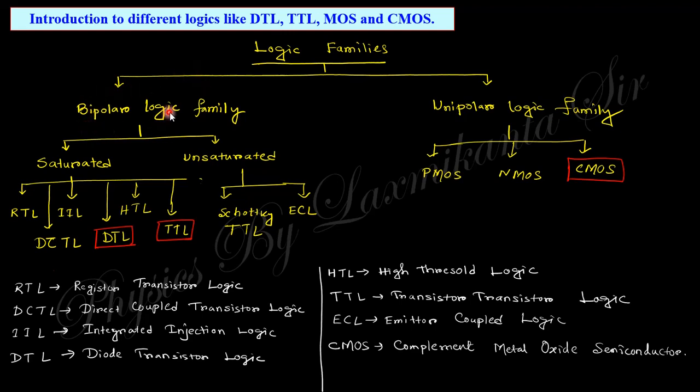When two types of carrier, that is electron and hole, carry the current within a circuit, it is known as the bipolar logic family. In the unipolar logic family, only electrons or only holes carry the current. For example, BJT, bipolar junction transistor, is a bipolar logic family. FET, field effect transistor, is the unipolar logic family.